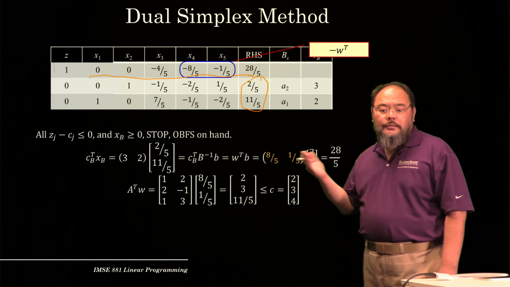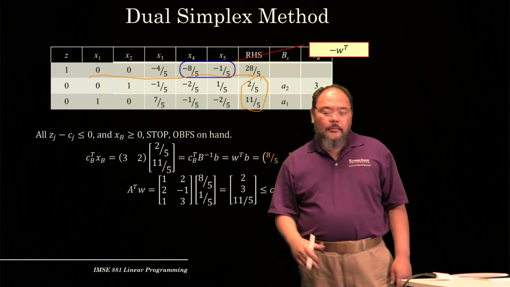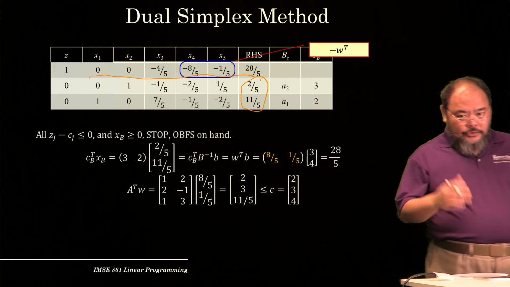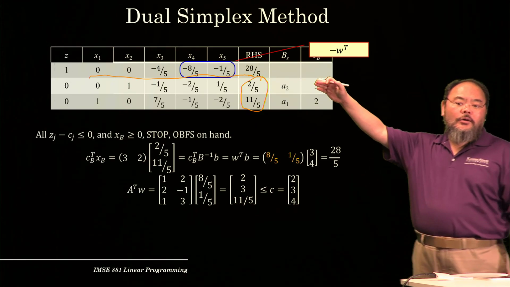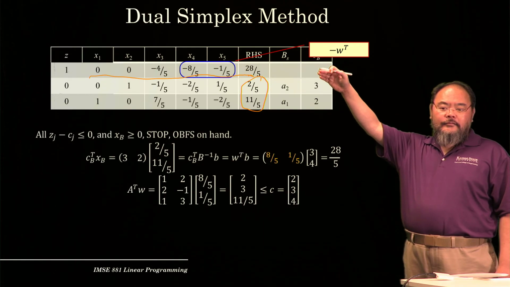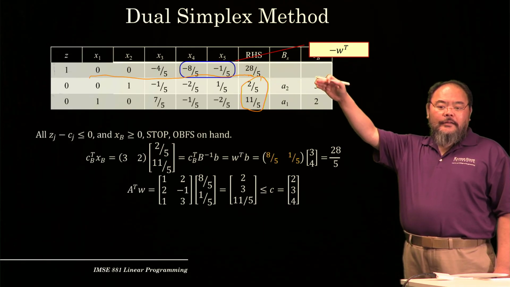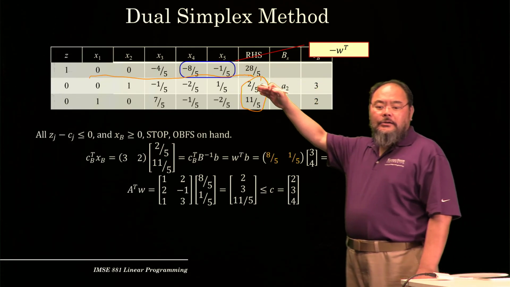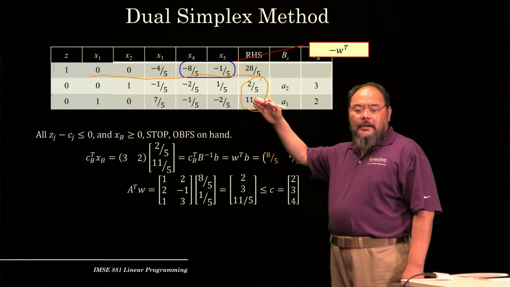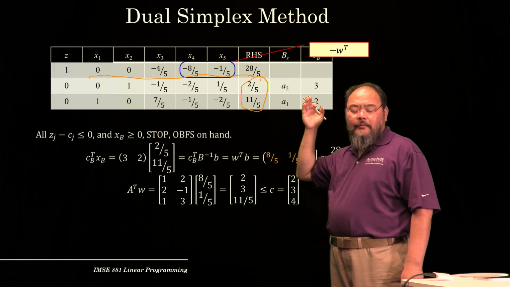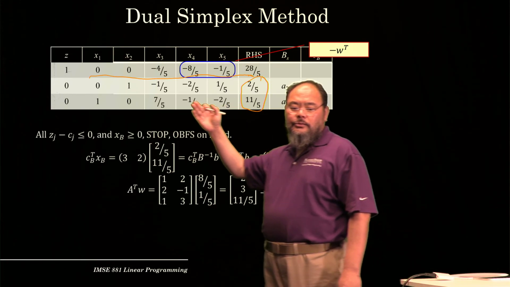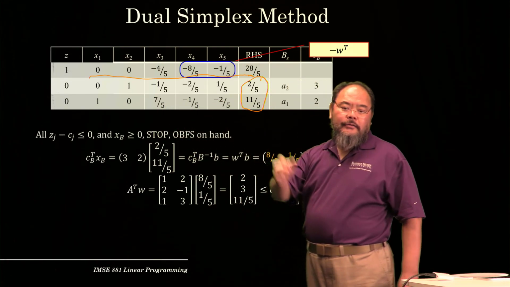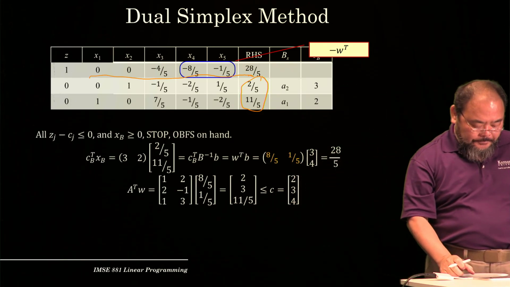So I want you to pay attention. The dual simplex is just the opposite. You maintain row 0 all negative or 0 to begin with, and your right hand side has some negatives to begin with. You choose the leaving variable first, then based on the minimum ratio test, you choose the entering variable.